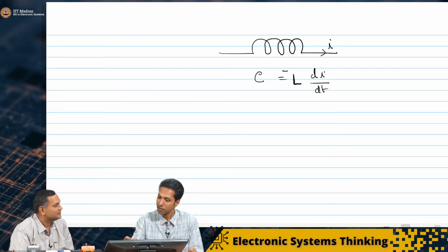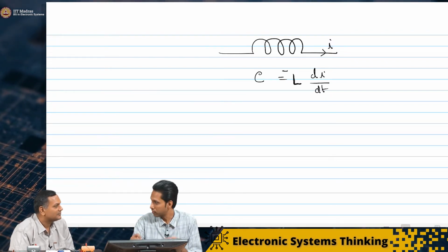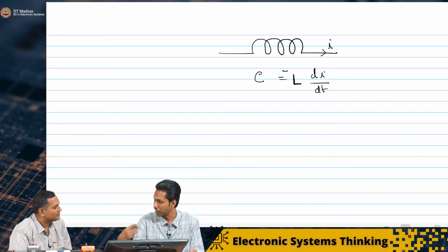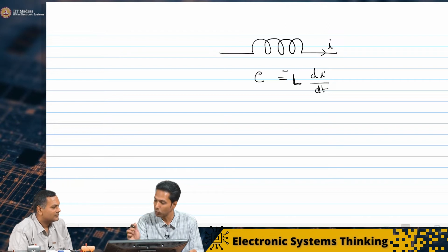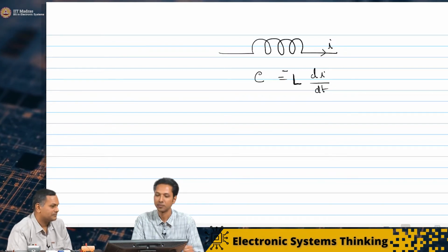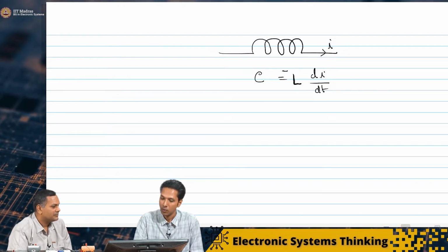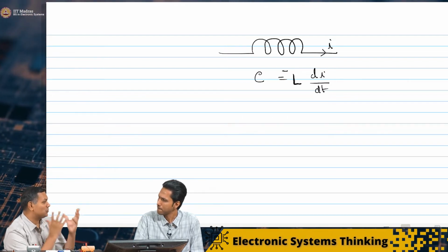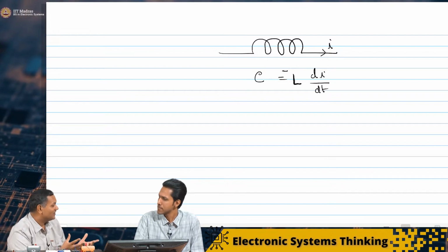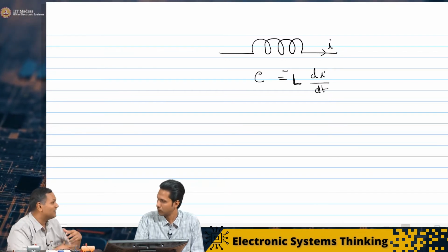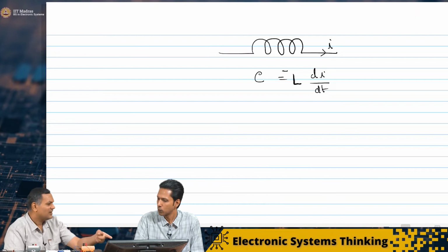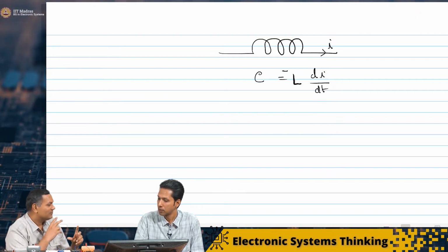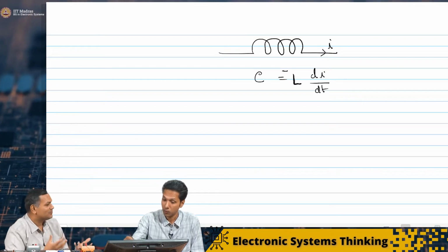So this means if I have an element like this, a coil like this, and if there is a current flow which is time varying, I will know the voltage across it. Correct. Now, just like the capacitance depends on the geometry of the plates, distance between them, material and so on, in this case also L will depend on the number of coils or something like that?